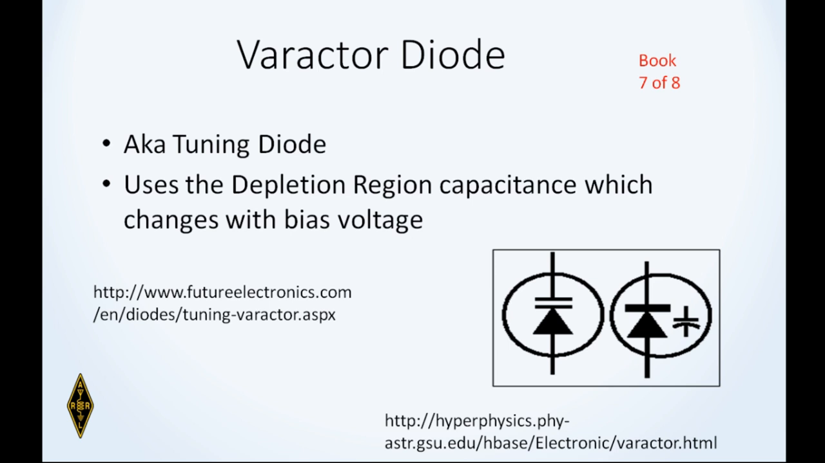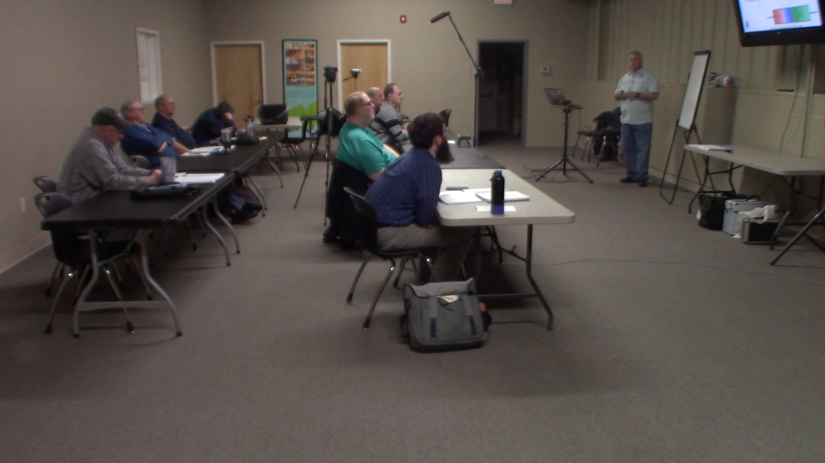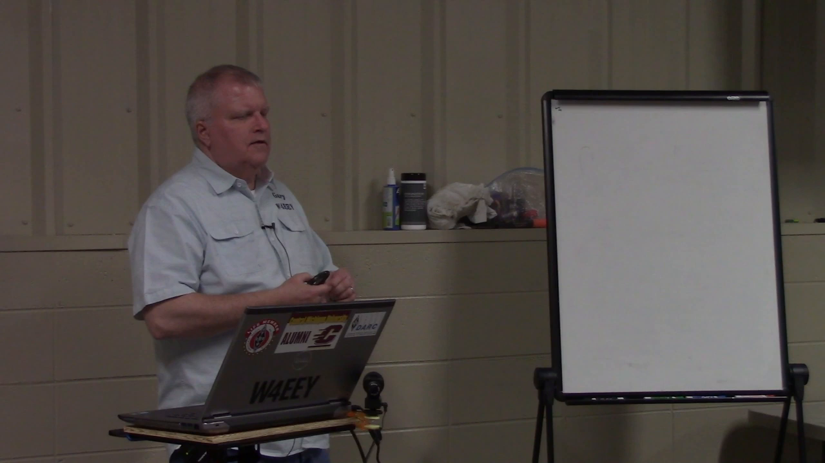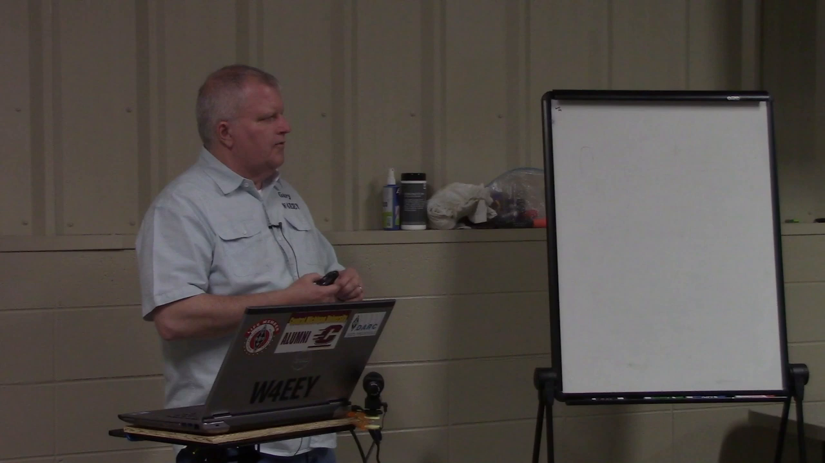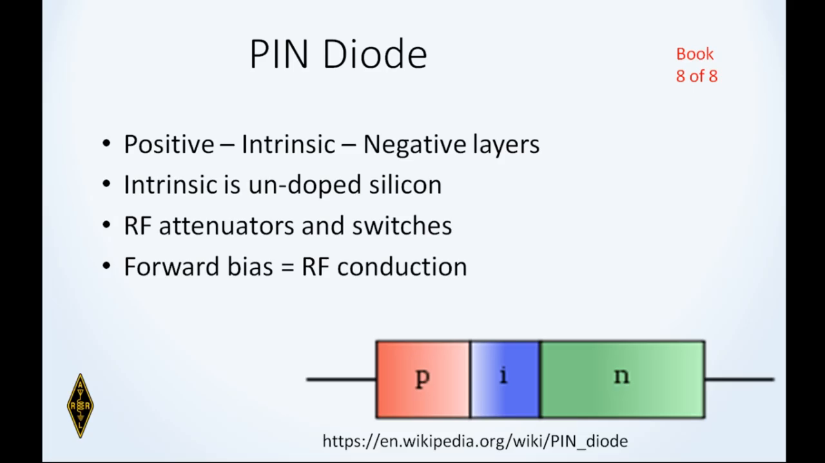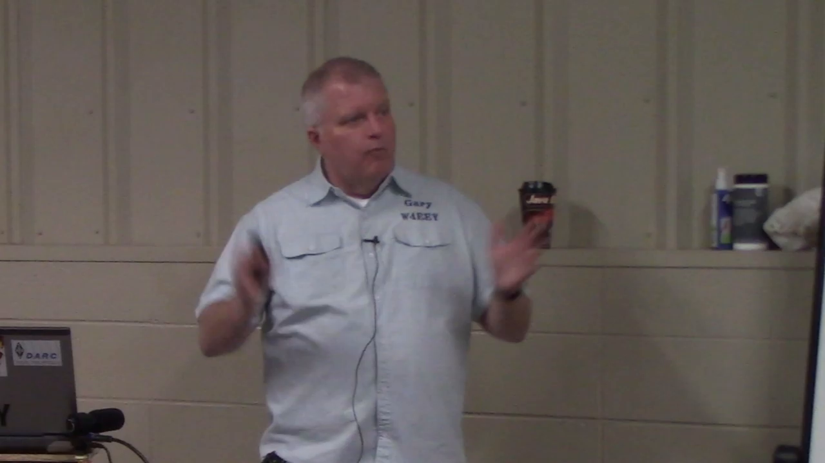And last but not least, pin diodes. The I in pin stands for intrinsic, and that means an undoped region of whatever the semiconductor you're using. So silicon is probably the most common. So you'd have P-type silicon, then an undoped section, and then N-type silicon. Well, one thing you can use with these is they make very good radio frequency switches. They're very fast. There's no mechanics involved. When the diode is forward biased, RF will pass through them like gangbusters. When they're reverse biased, they'll block RF.